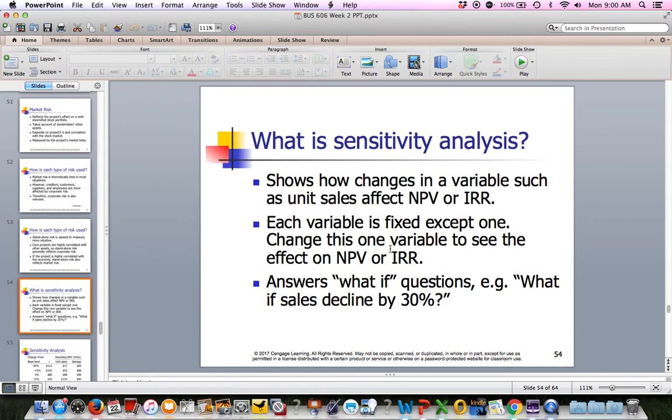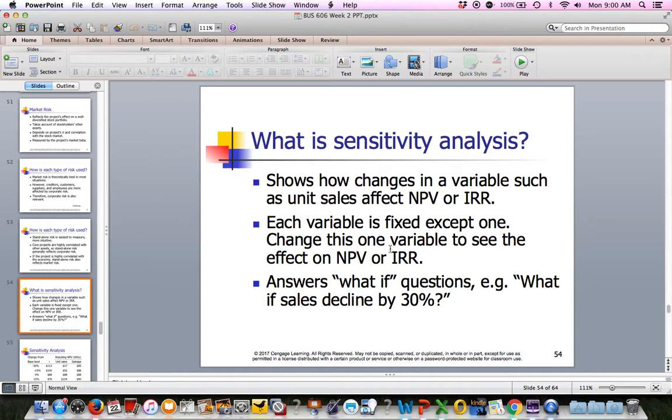Sensitivity analysis is basically playing the what if game. Okay, the what if game. What if this one variable changes? How will that impact NPV or IRR? And the nice thing about using spreadsheets to calculate these types of things is the what if game of sensitivity analysis is really easy to do because I had the base case example of sales were going to go up 6%. Well, what if sales went down?